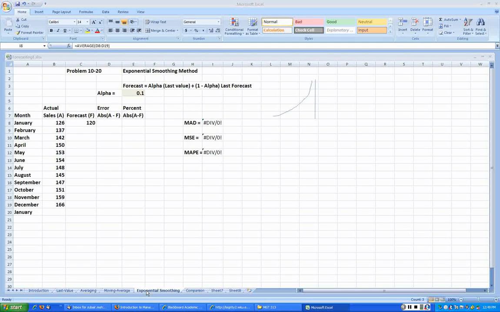So that way the data requirement is less, but at the same time the effectiveness is the highest. That's why it is one of the most popular methods that's used: exponential smoothing.